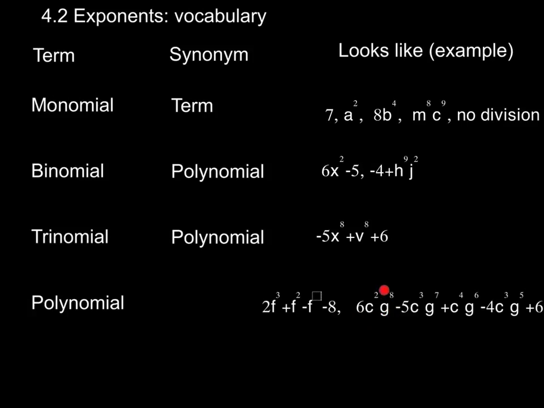And then here we've got a little bit more complicated terms, but let's see, they have subtraction, addition, subtraction, addition in between. So we've got 1, 2, 3, 4, 5 terms. This is a 5-term polynomial.